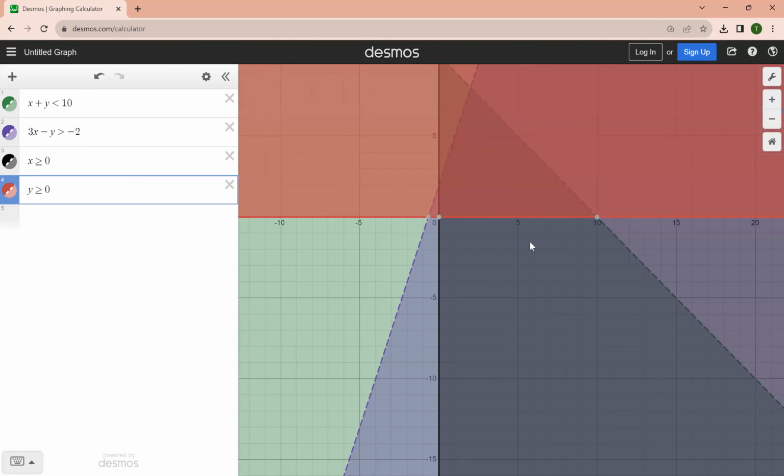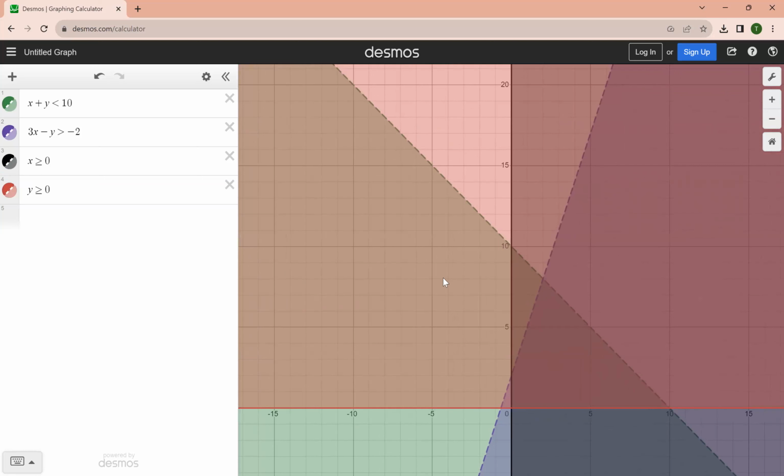Now, what you are trying to decide, and this is what's hard, it's even worse when you have a graphing calculator, is where's the overlap of all four of them? Where are all four of them true? It's really hard to see, right? So watch this.